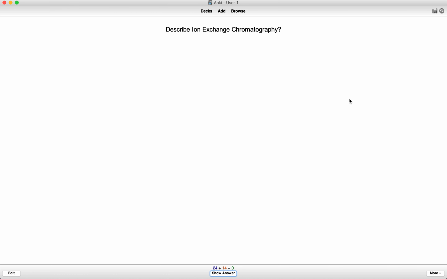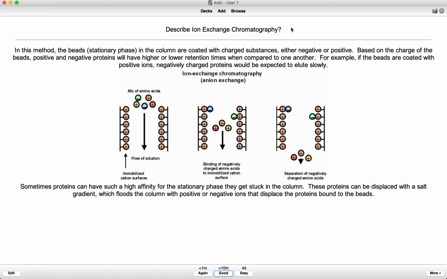Ion exchange chromatography is where the stationary phase is charged. If the stationary phase is charged positive, for example, and you load a protein that's positively charged, it will elute quicker. If you put on a protein that's negatively charged, it will have a longer retention time and elute slower.